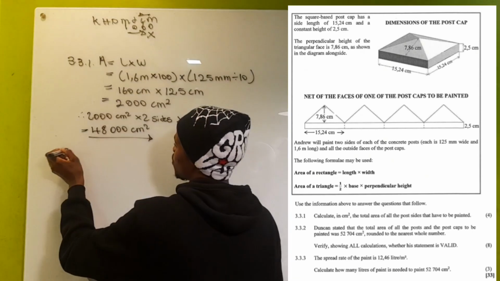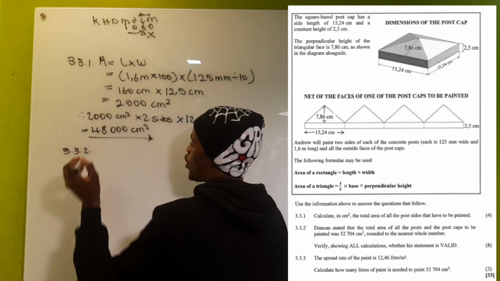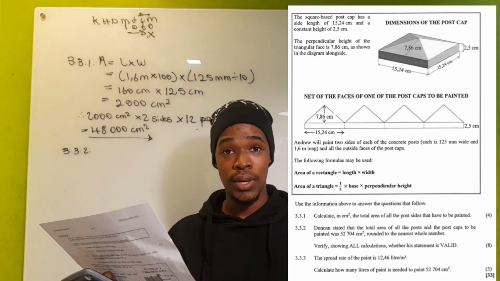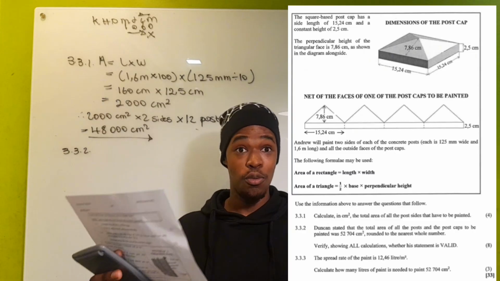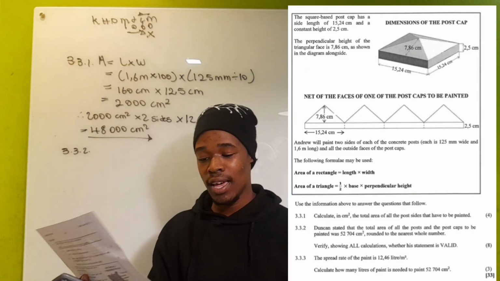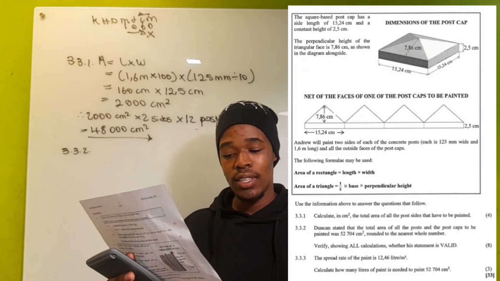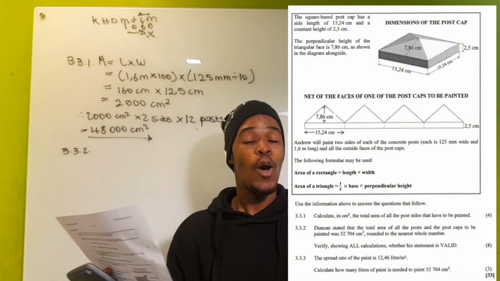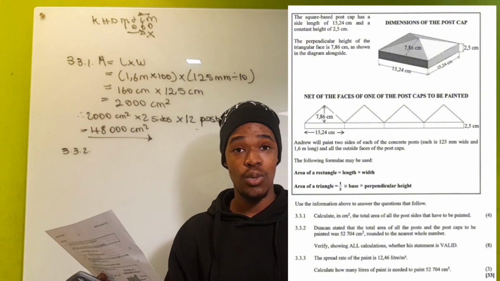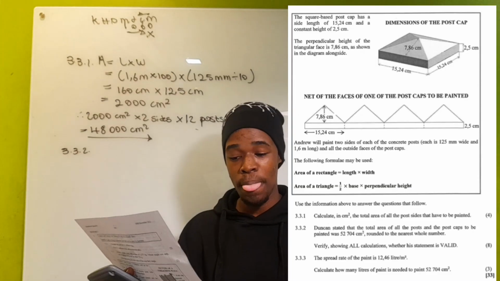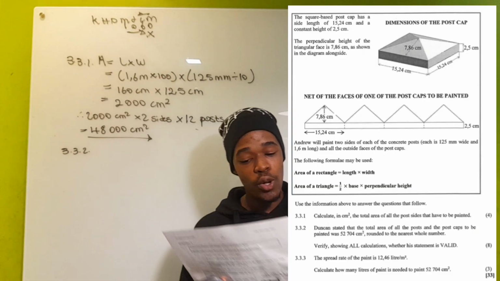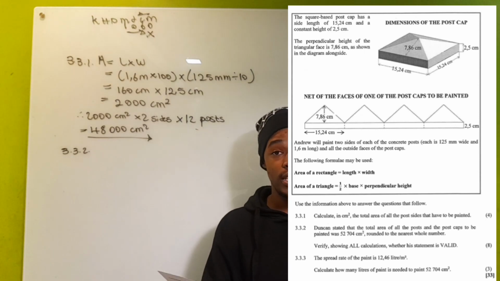Now we go to the next question, which is 3.3.2. So in this question, they say, Duncan, it's 8 marks, by the way. Note that your answer has to be quite long so you can get 8 marks. They say Duncan stated that the total area of all the posts and the post caps to be painted was 52,704 centimeters square, rounded to the nearest whole number. Verify showing all calculations whether his statement is valid.